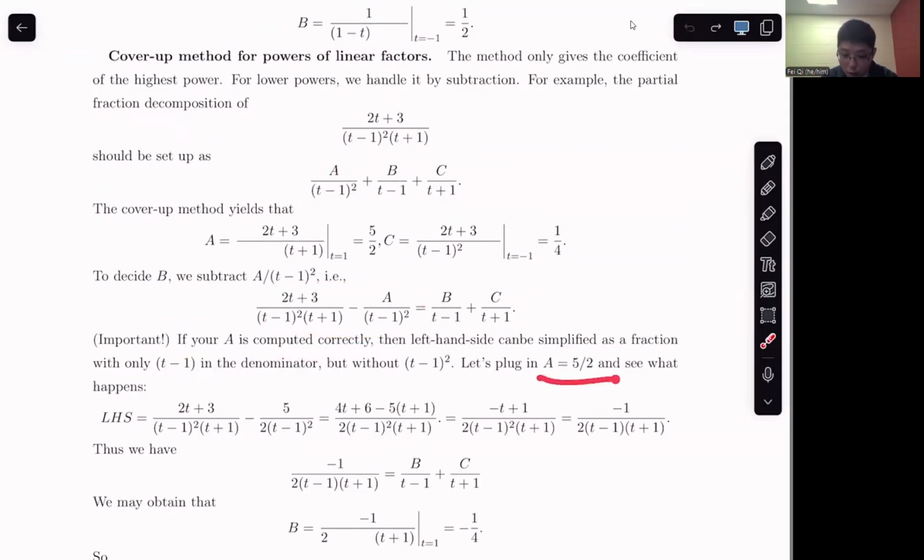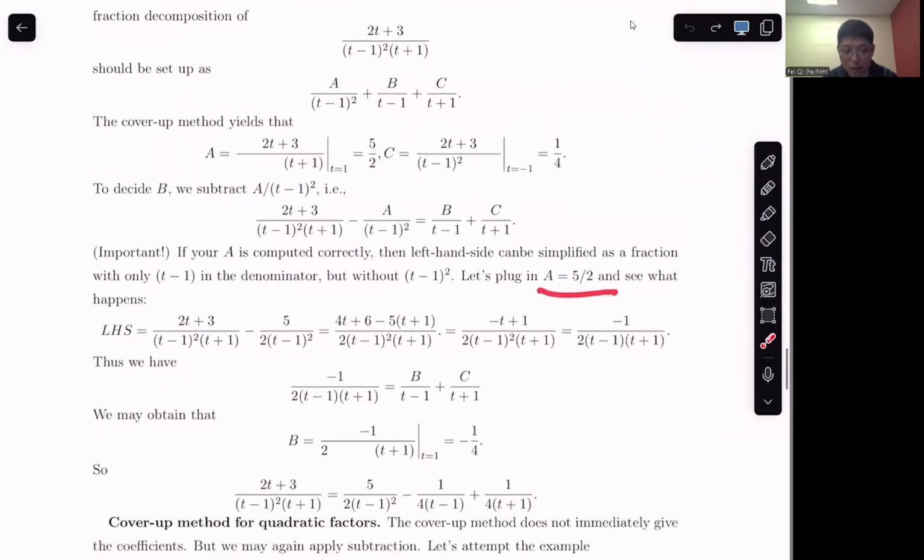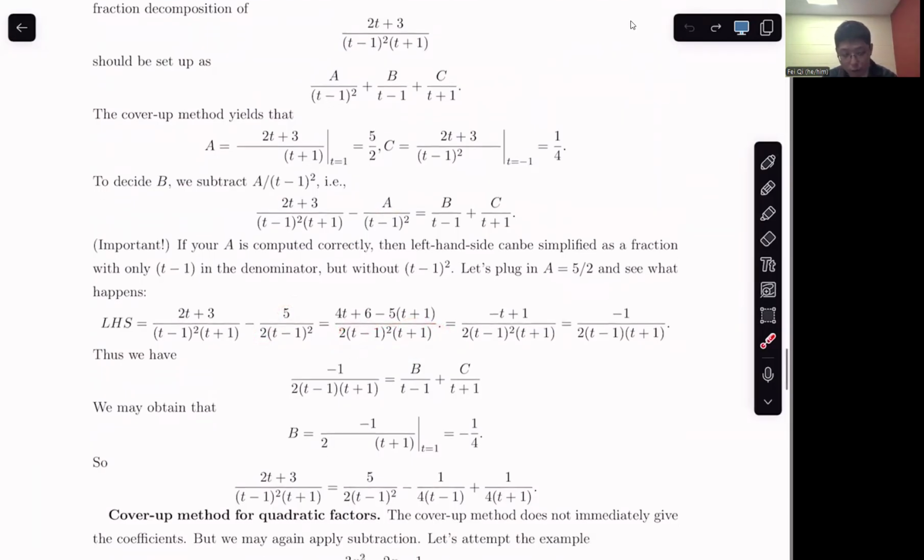So now let's plug in A equals 5 over 2 and see what happens. That means on the left-hand side, this A is replaced by 5 over 2. And now, in order to handle the fractions, I need to find a common denominator. I need something like this. So the common denominator will be 2(t minus 1) squared (t plus 1). Then for the first factor, I need a 2 in the front. And for the second factor, I need a t plus 1 on top and the bottom. Okay, so that's how I get 4t plus 6, because that will precisely be multiplying out 2t plus 3. And 5t plus 1 is just obtained by here. Okay, so this will be my numerator after the simplification.